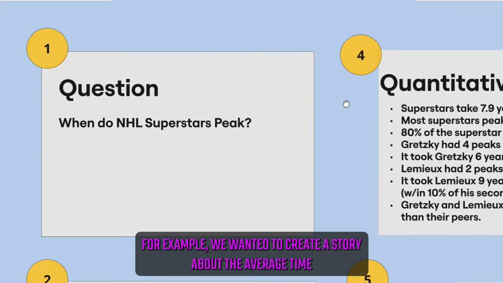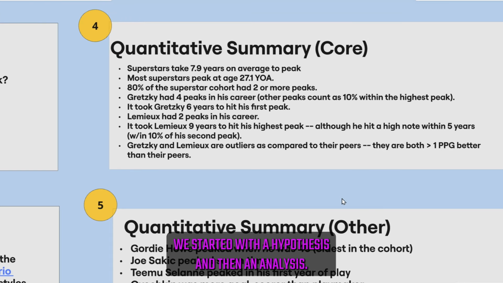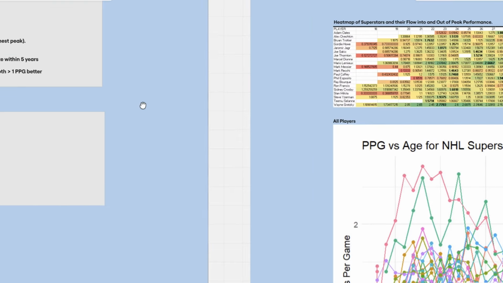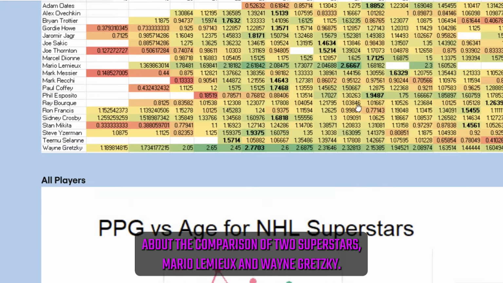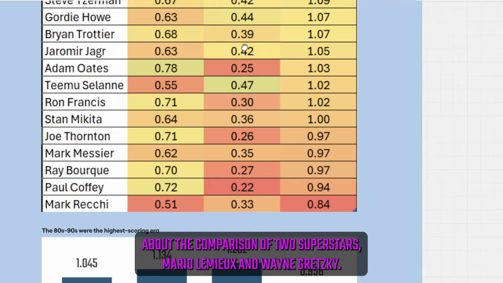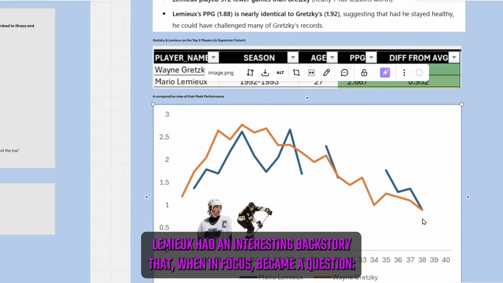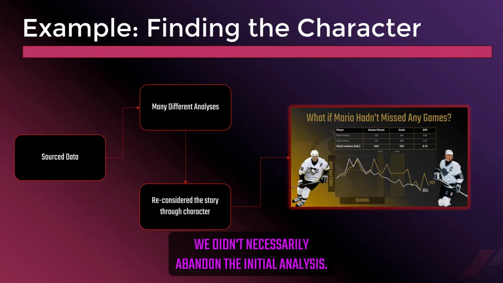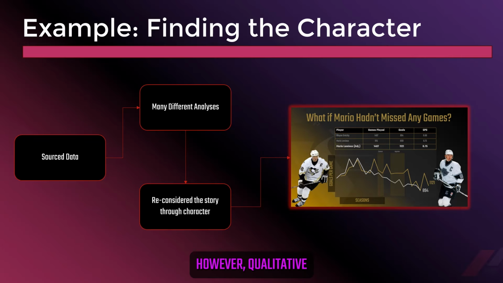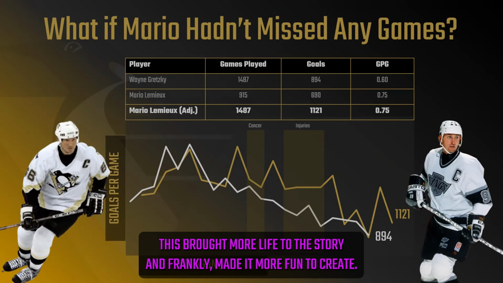For example, we wanted to create a story about the average time it takes NHL superstars to peak. We started with a hypothesis and then an analysis. But as we got into the story, we realized there was a much more interesting story about the comparison of 2 superstars, Mario Lemieux and Wayne Gretzky. Lemieux had an interesting backstory that, when in focus, became a question. What if Mario hadn't missed any games? We didn't necessarily abandon the initial analysis, however, qualitative and more human elements pushed their way to the front of the story. This brought more life to the story and, frankly, made it more fun to create.